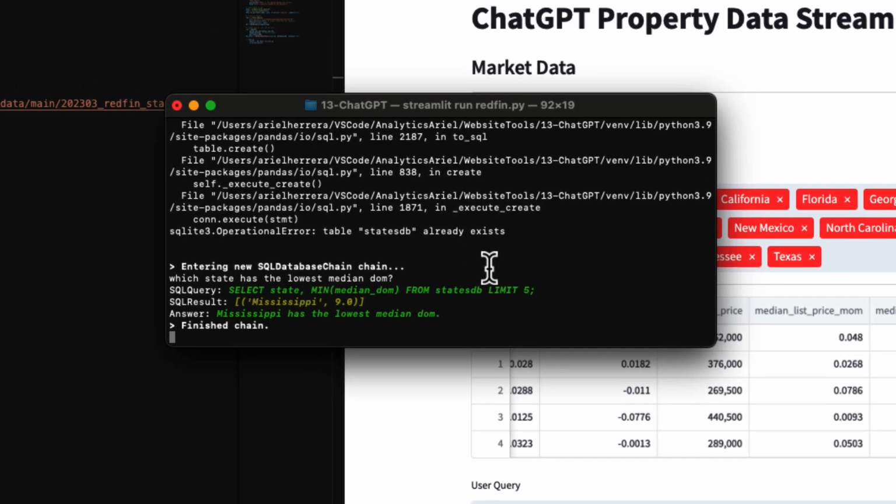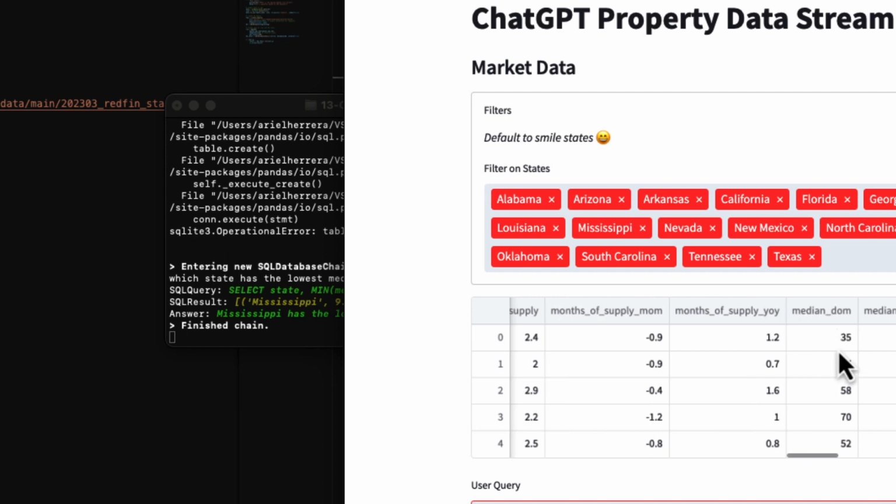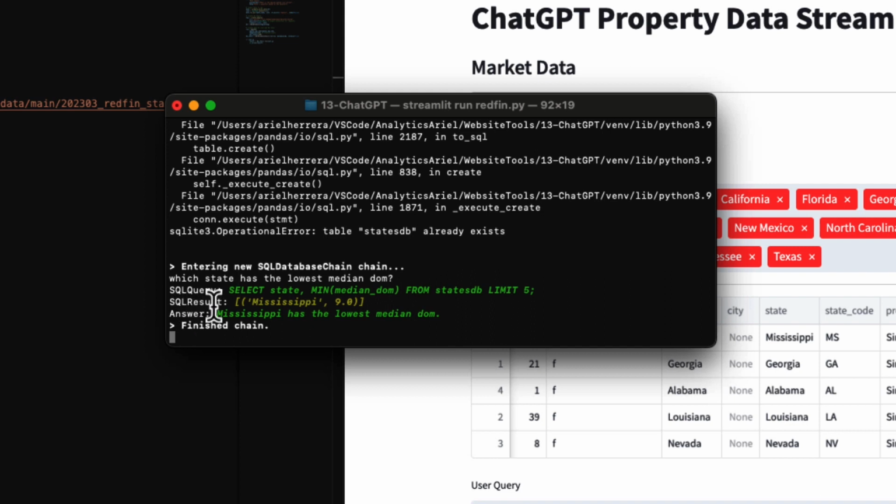If we look at our terminal, we could see that once we asked the question, a SQL query was created. The SQL query got data from states database, which is the name of our database, and it looked for state with the minimum median days on market, that same column that we see here listed to the right. If we sort this from within our Streamlit app, we could see that the state with the lowest days on market is Mississippi, which is correct. Here, the SQL result got Mississippi, and then provided us an answer that was easy to interpret as a sentence.